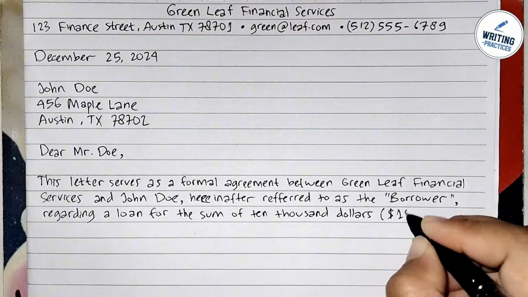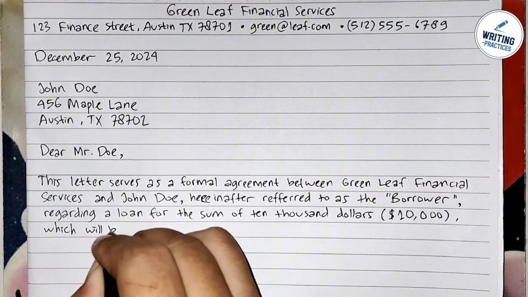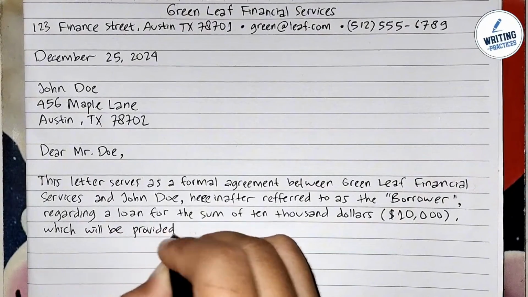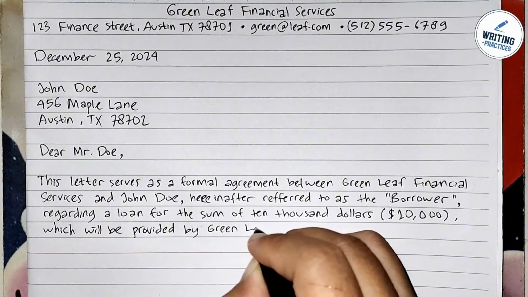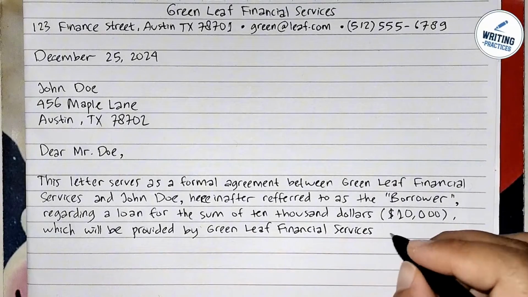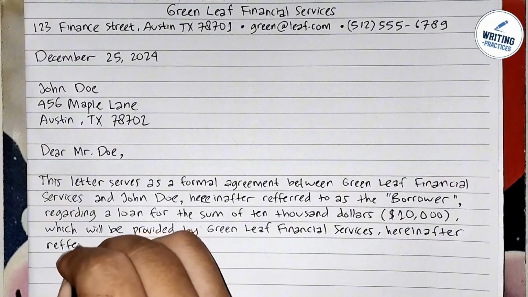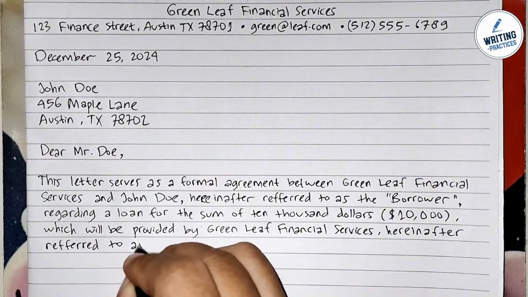Simply, you can write the first paragraph like this. This letter serves as a formal agreement between Greenleaf Financial Services and John Doe, hereinafter referred to as the borrower, regarding a loan for the sum of $10,000, which will be provided by Greenleaf Financial Services, hereinafter referred to as the lender.